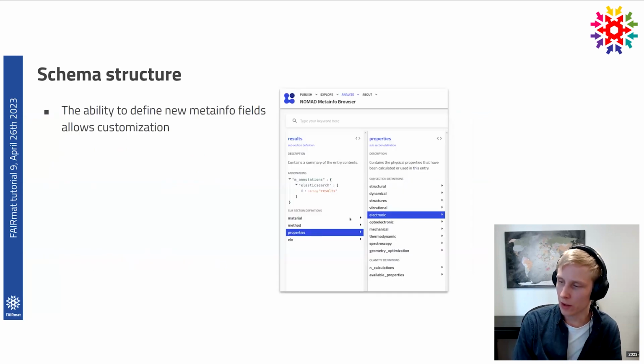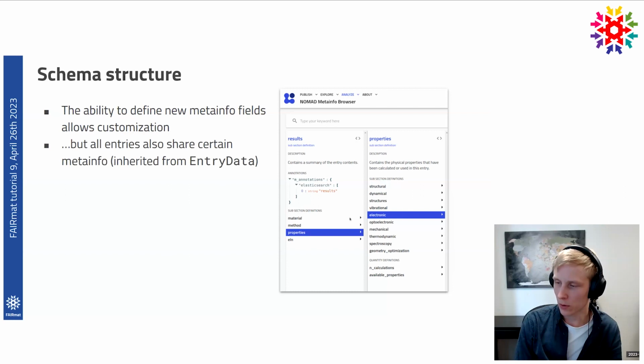With this, you have the possibility to define completely new meta info fields and customize your schema quite heavily. You can have all kinds of information that is really specific, for example, to your lab and your workflow in that lab. But you should also keep in mind that all of these entries also have a shared common part of the meta info. For example, you can see there's a section called results, which contains things like properties, electronic properties. There's the material definition and so on. These are available to you.